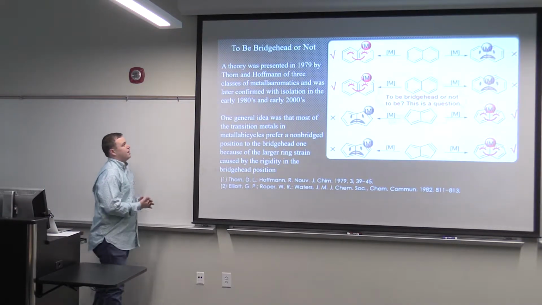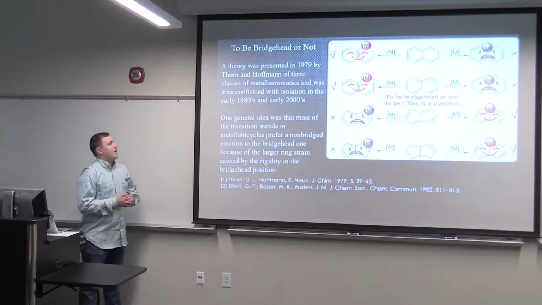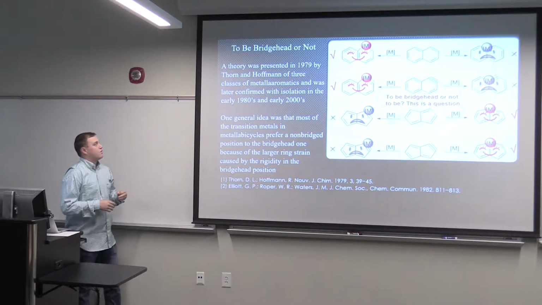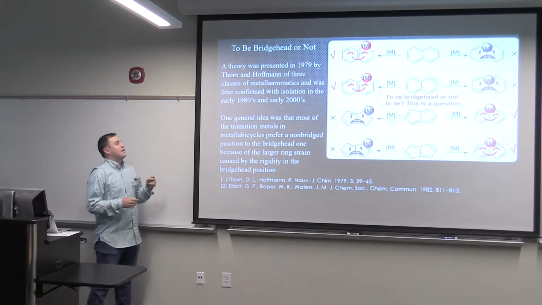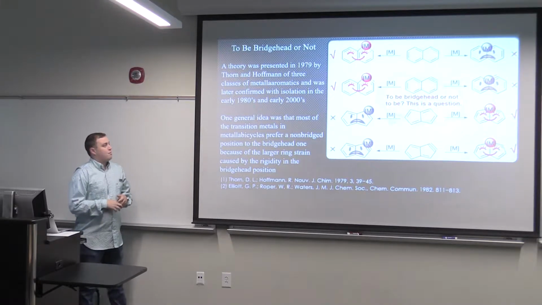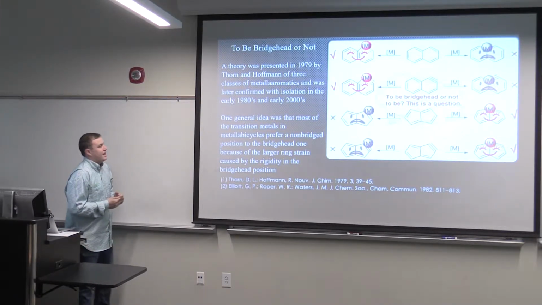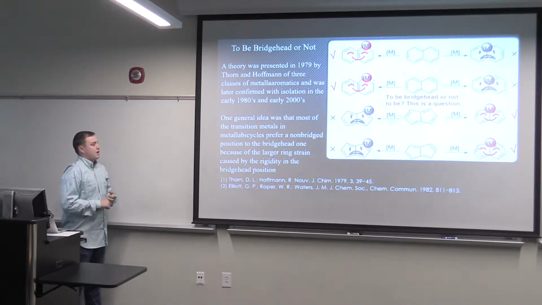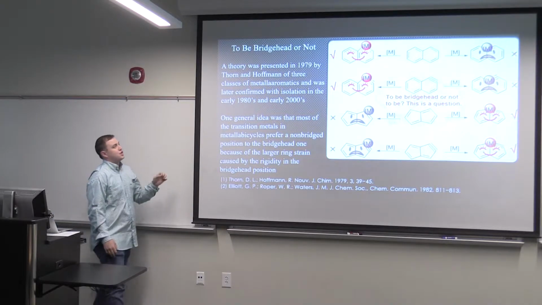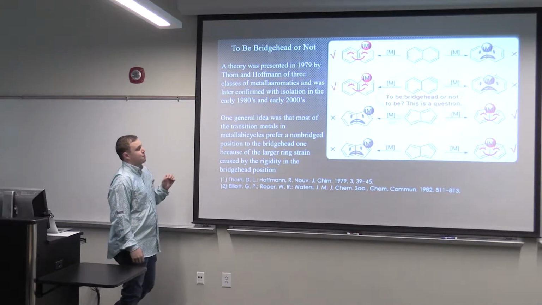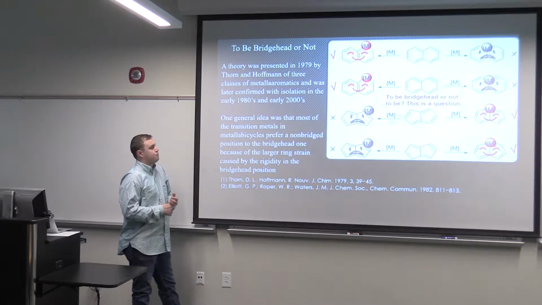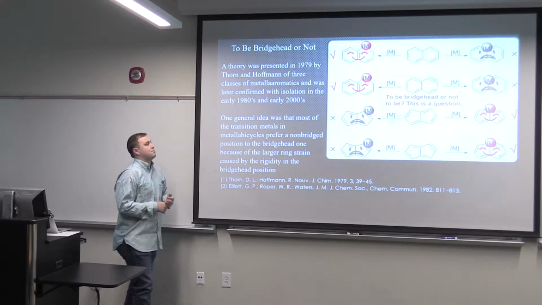So there was a general theory presented in 1979 by Thorn and Hoffmann that there would be 3 classes of the metalloaromatics. These were later confirmed and isolated in the early 1980s and early 2000s. One recurring theme that they saw was that the metal would always prefer the non-bridgehead position to the bridgehead position. They thought that was due to the larger ring strain caused by the rigidity when the metal was positioned in the bridgehead position. So this was just their general basic diagram of how the metal would present itself.